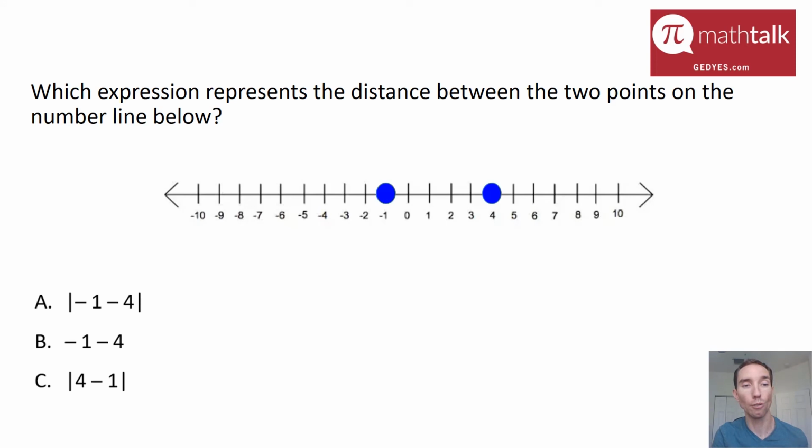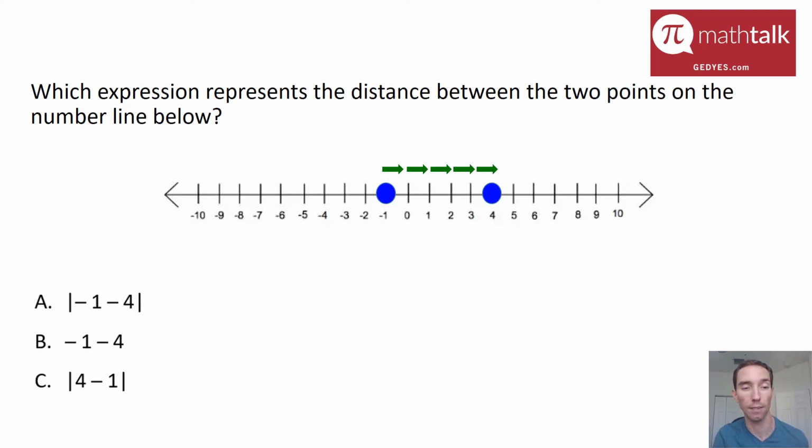This one asks you to find the expression that represents the distance between the 2 points on the number line below. So number lines are pretty common. The key to keep in mind for this is that distance between 2 points has to be a positive number. Now, one of the things you can do is just count the distance between the point on the left and the point on the right. And if you do that, you're going to get 1, 2, 3, 4, 5. And so you need to find the expression that represents the value of positive 5.